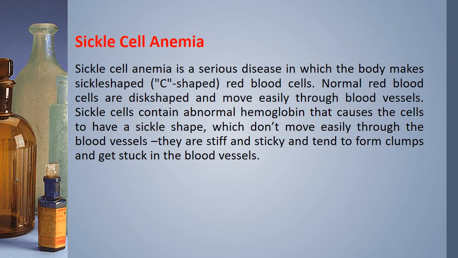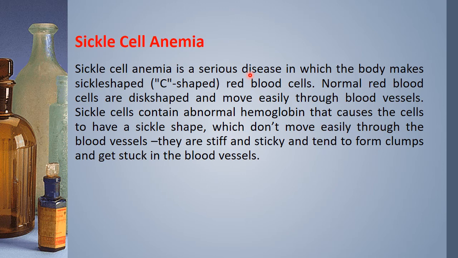Other types of anemia which need to be investigated, what we call sickle cell anemia. Sickle cell anemia is considered to be a serious disease in which the body makes sickle-shaped, C-shaped RBCs. بالحالة الطبيعية النورمال ريد بلاد سيل يكون على شكل disc shape. When it is in a disc shape, it is going to move easily through the blood vessels.